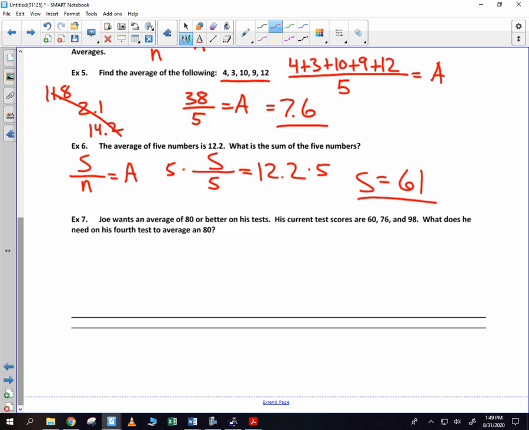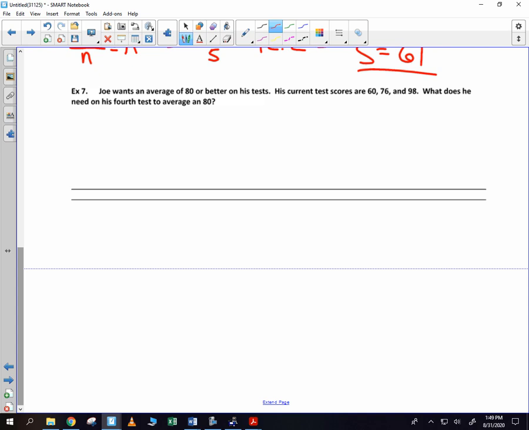And finally, a good question that students like to try to figure out. Joe wants an average of 80 or better on his tests. He currently has test scores of 60, 76, and 98. What does he need on his 4th test to average an 80? Again, sum divided by the number is equal to the average. We know that the average needs to be 80. It will be his 4th test, so he will have done 4 tests. The sum, well, we have 60 plus 76 plus 98 plus, there's one more that we don't know.